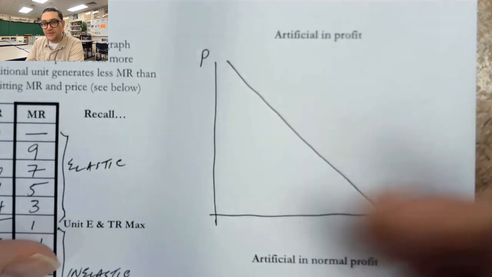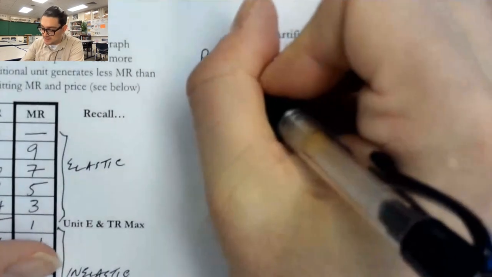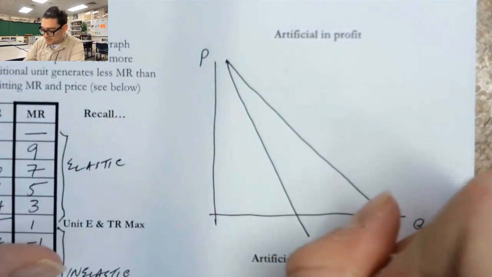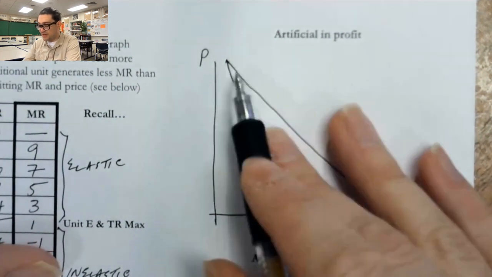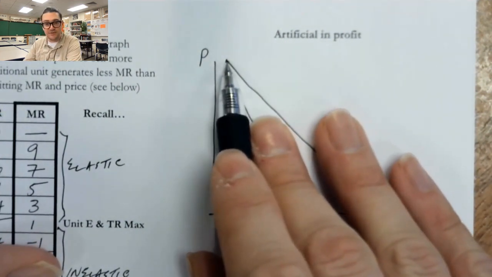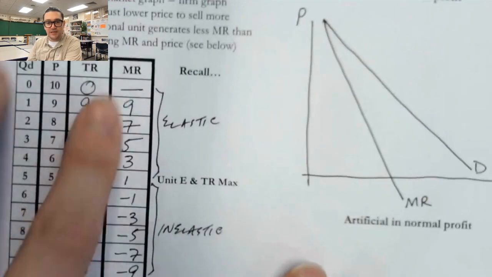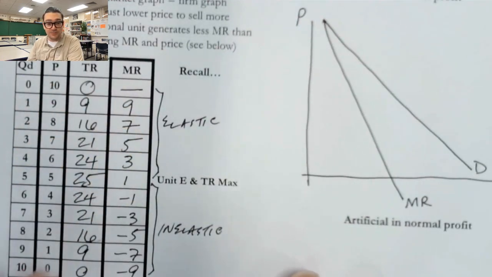And just as a reminder, that demand curve is going to tell us the price, but the marginal revenue curve is going to come down faster than that. And so again, it's going to be up here at the very first unit, but past that point, these two kind of diverge a little bit.